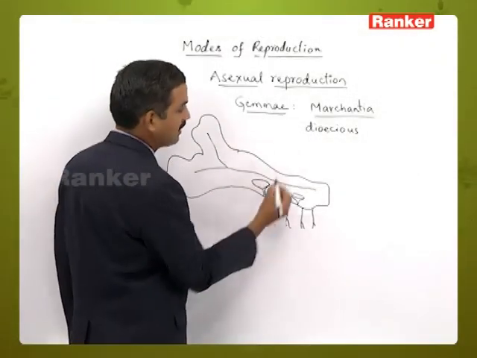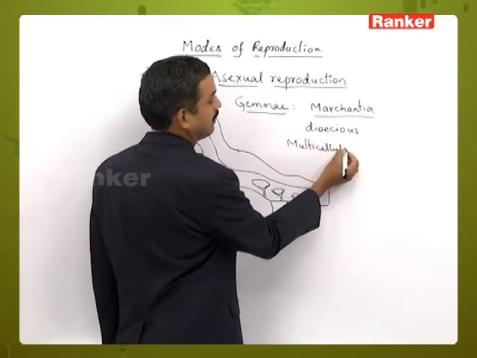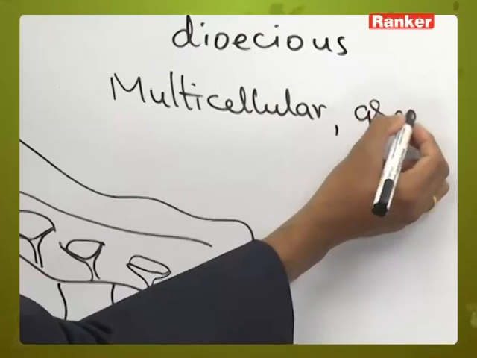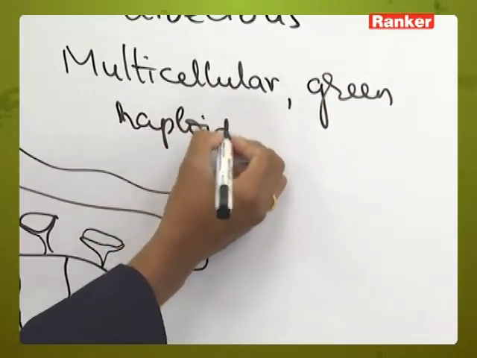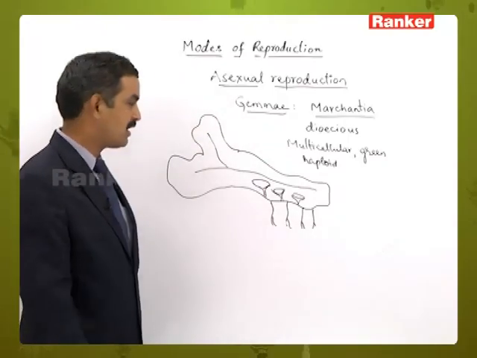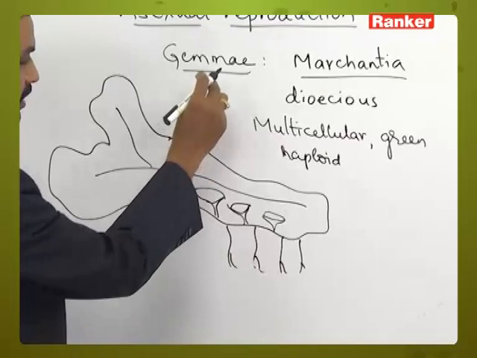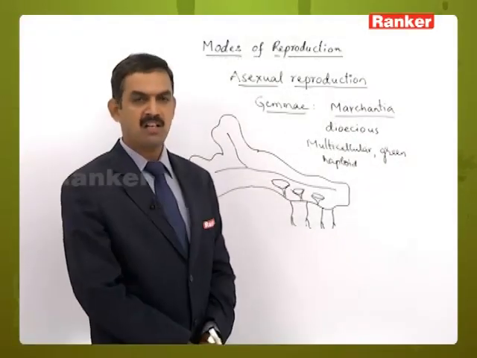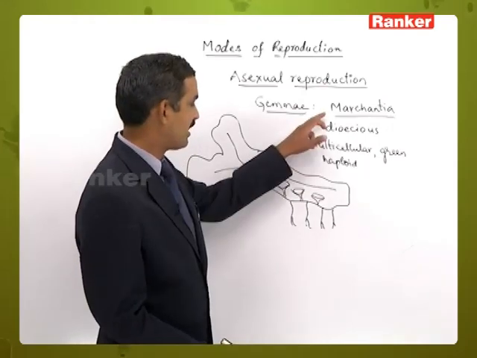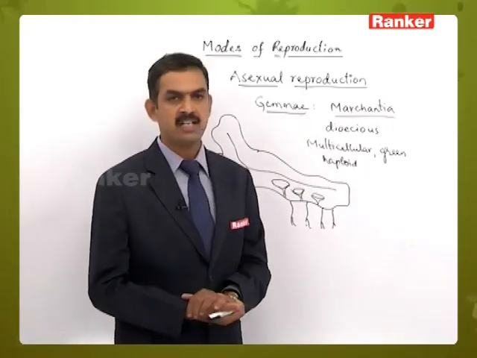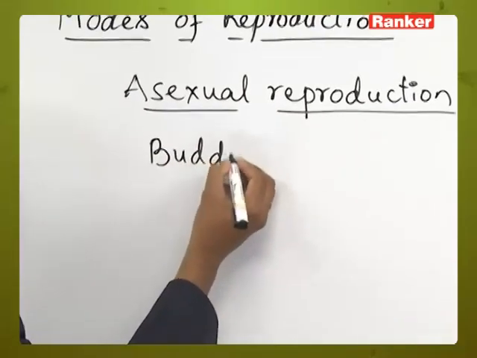Inside the receptacles, multicellular green haploid structures are formed. These multicellular green haploid structures are called as gemma or gemmae. Each of the gemma will germinate and give rise to the daughter generation. So this can be observed in bryophytes like in Marchantia. Next one is budding.